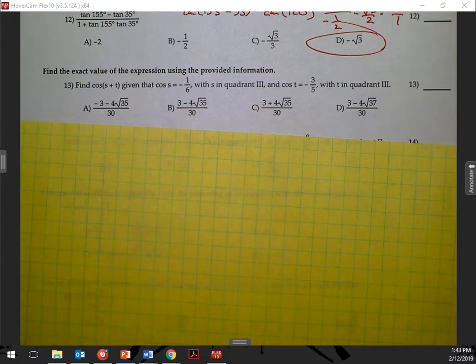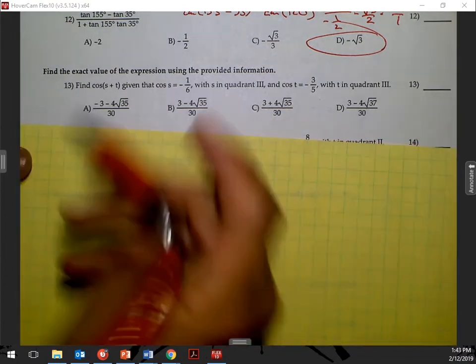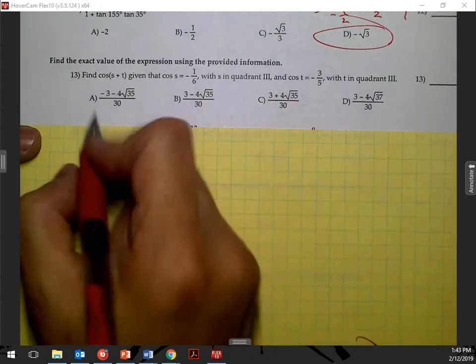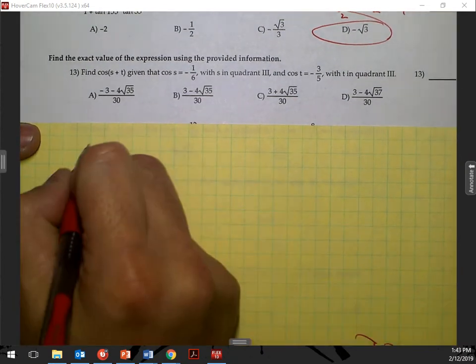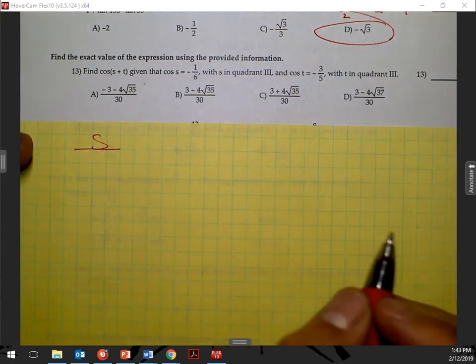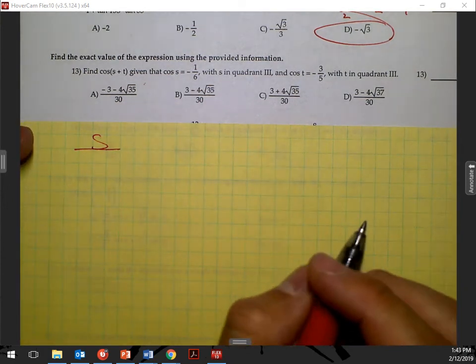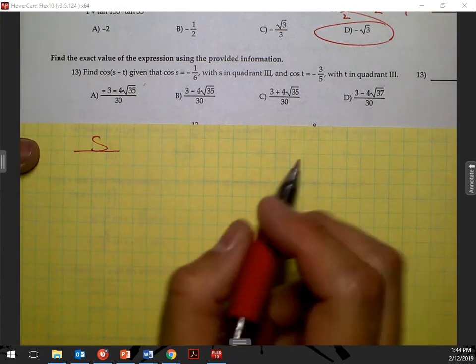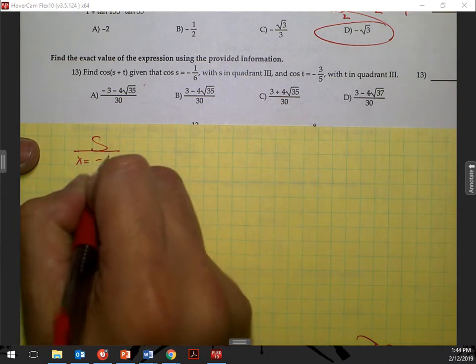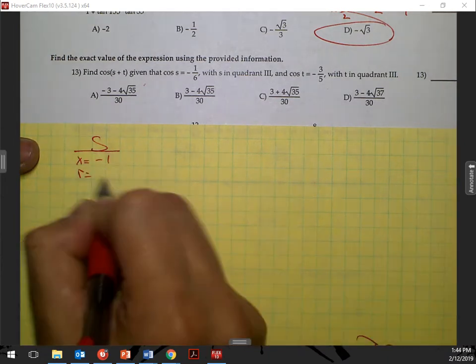Okay, so let's take a look at this one. This one's going to be cosine of s plus t. So I'm going to have an s and I'm going to have a t. So starting this one with my s's. Cosine is going to be what over what? X over r. So my x value is negative 1.